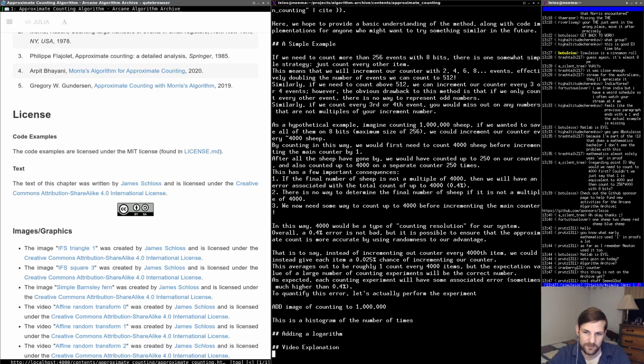So in this way, 4,000 would be a type of counting resolution for a system. Overall, a 0.4% error is not bad, but it is possible to ensure that the approximate count is more accurate by using randomness to our advantage. That is to say, instead of incrementing our counter every 4,000th sheep, we could instead give each sheep a 0.025% chance of incrementing our main counter. This averages out to be roughly 1 count every 4,000 sheep.